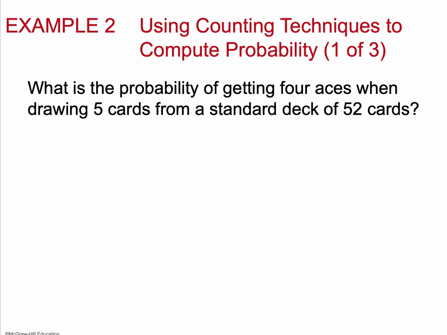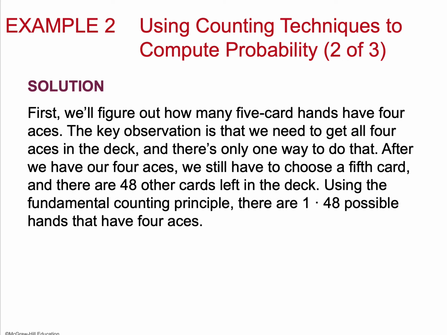Here's another example. What is the probability of getting 4 aces when drawing 5 cards from a standard deck? I have 5-card hands and I need 4 aces in those 5 cards. The key idea is that I have to get all 4 aces, and there's only one way to do that. After I have those 4 aces, the 5th card could be anything. There are 48 cards left in the deck, so there is 1 times 48 possible ways to get 4 aces.